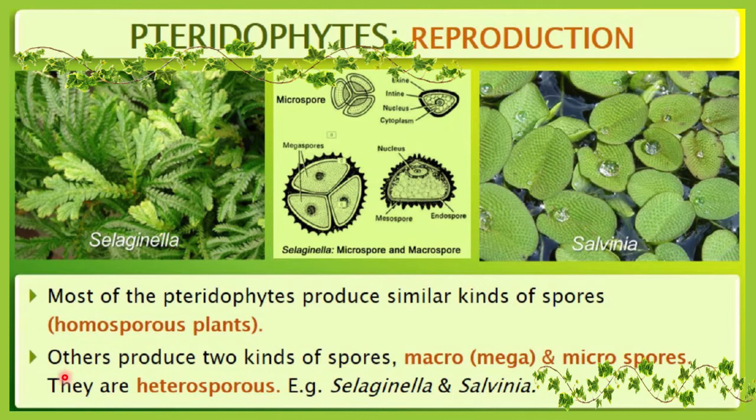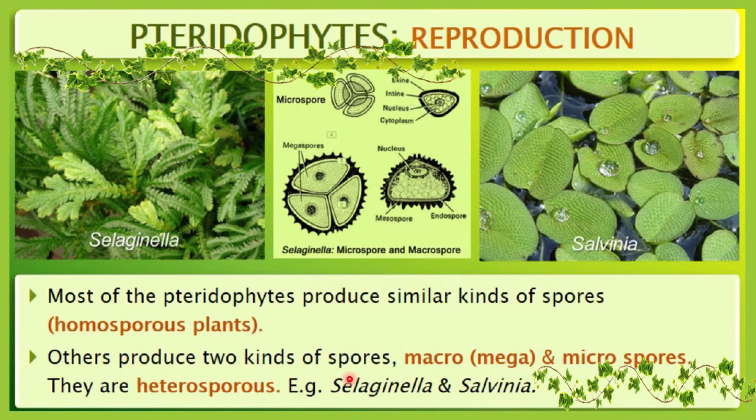Sometimes some types of pteridophytes will produce two kinds of spores. One is macro, which is considered mega or female, and the next is micro, which is male-like spores.